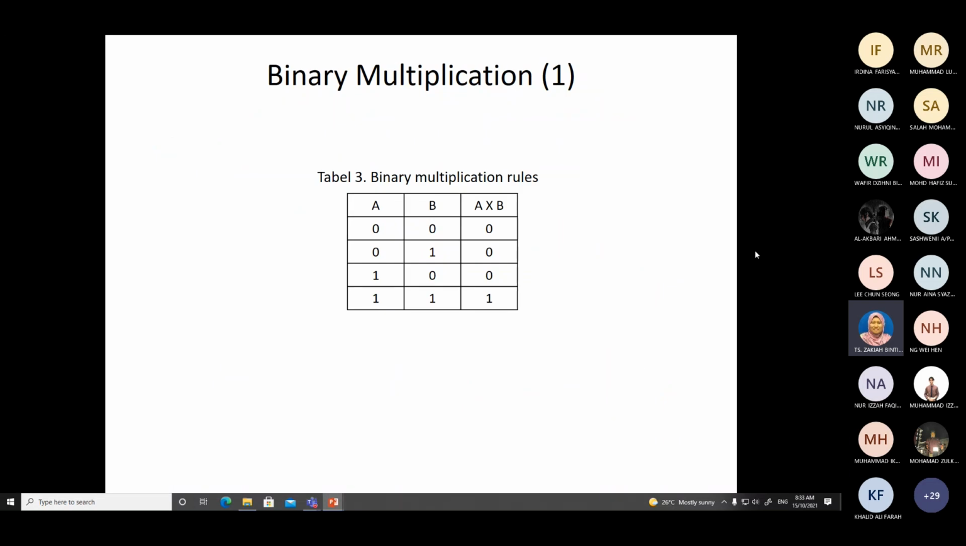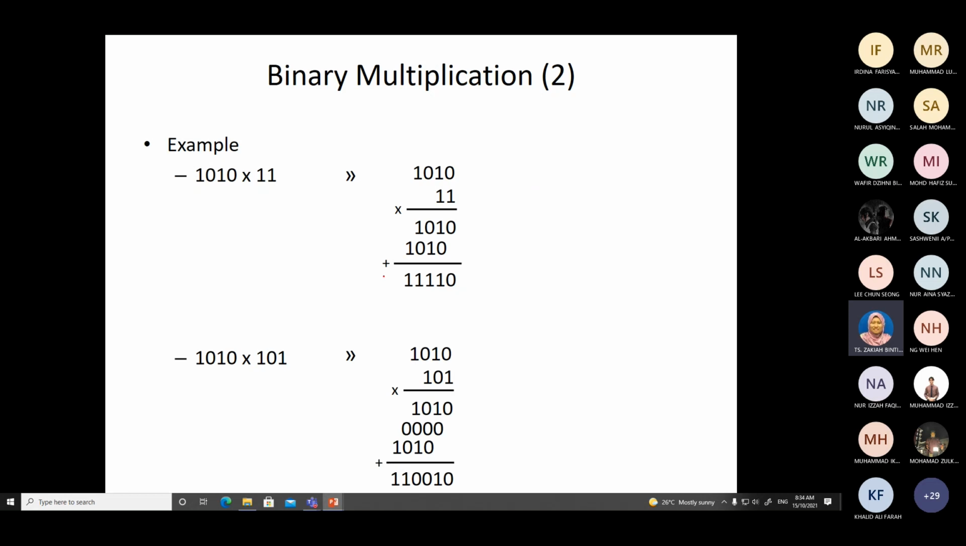For binary multiplication, in simplified form, this is 1-bit binary multiplication. 0 multiplied by 0 is 0, 0 multiplied by 1 is 0, 1 multiplied by 0 is 0, and 1 multiplied by 1 is 1. If you look at it like this, multiplication is basically the same logic as AND logic, the same truth table. So for binary multiplication, all bits need to be 1 to get a result of 1. This is an example.